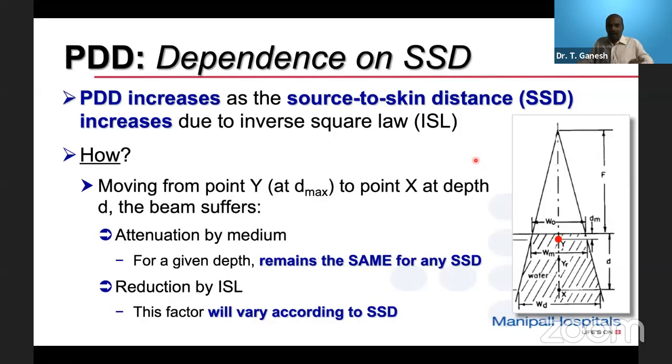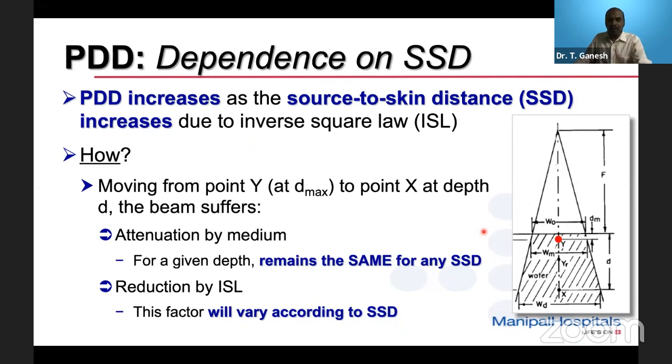Now dependence on SSD. PDD increases as the source to skin distance increases, and that happens due to the inverse square law. I told you, never forget the inverse square law. When the source to skin distance increases, the PDD will increase, and that happens due to the inverse square law. How? Again, I told you, always ask how, try to dig out more and try to find out the answer. And once you know, then you will find that physics is interesting.